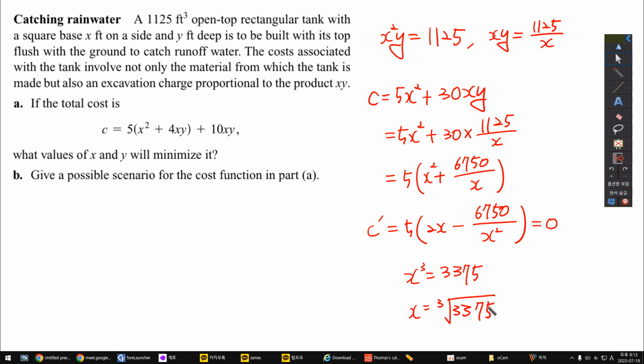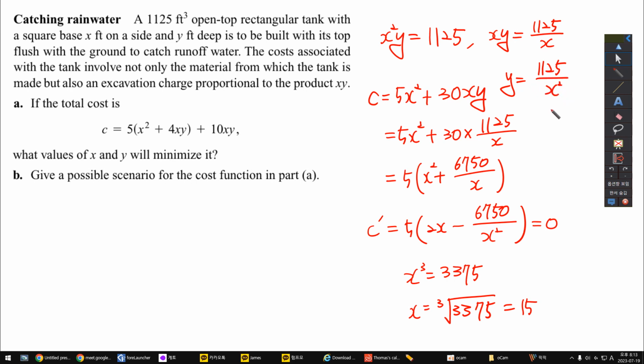Can you find this value using calculator? Can you find cube root in your calculator? 15. X is 15, and then if x is 15, y is this one divided by x squared.